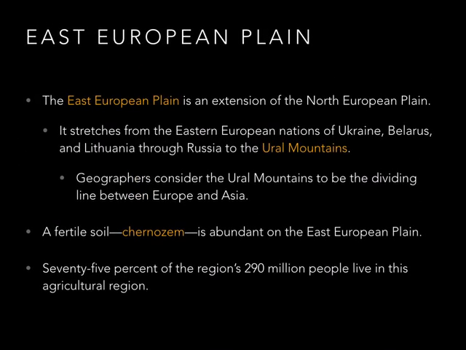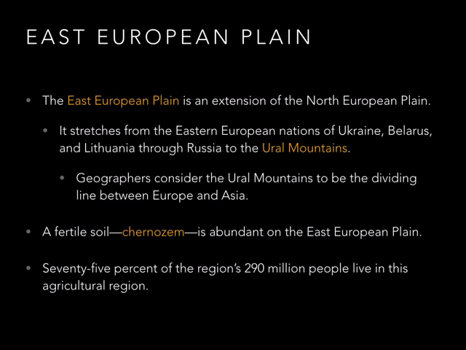East European Plain. The East European Plain is an extension of the North European Plain. It stretches from the Eastern European nations of Ukraine, Belarus, Lithuania, on through Russia, all the way to the Ural Mountains. Geographers have always considered the Ural Mountains to be the dividing line between Europe and Asia.